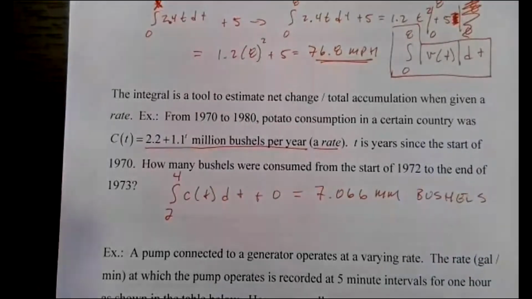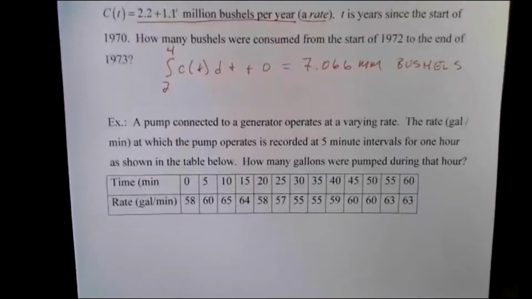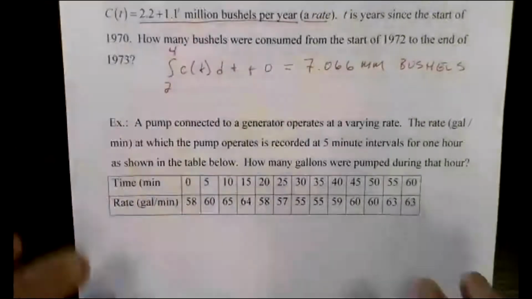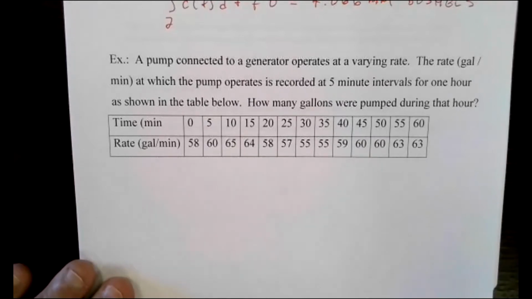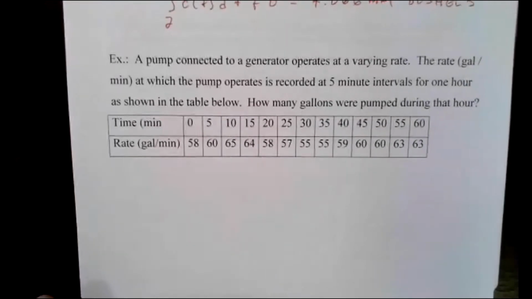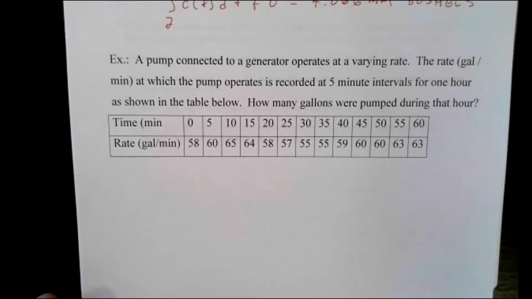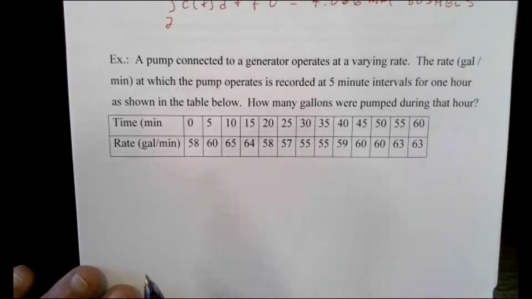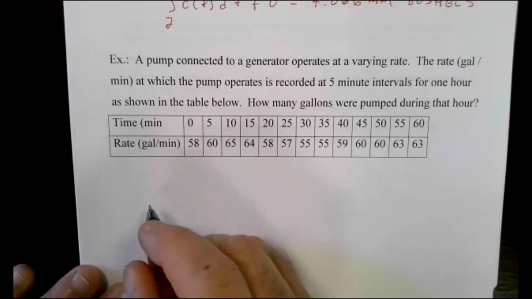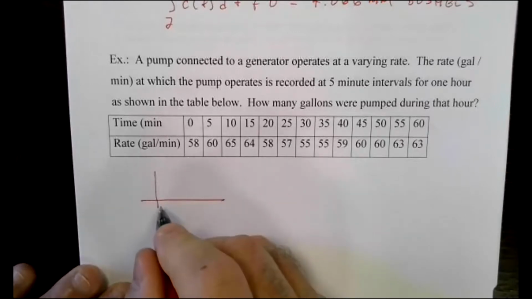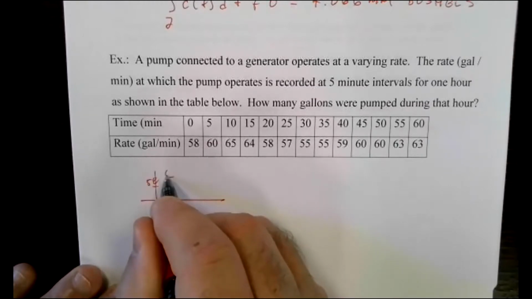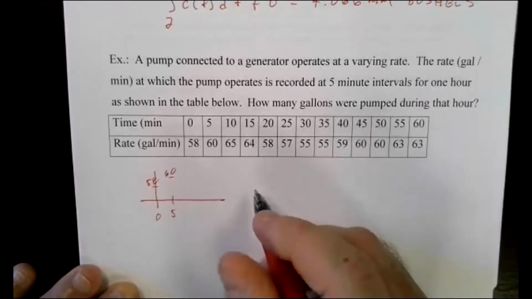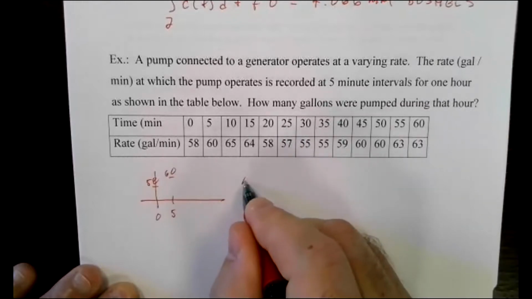All right, so the other way they can show it to you is with a table. See this very commonly. Pump is connected, the rate at which pump operates, how many gallons are pumped. You would probably come to me and say, you don't tell me how to do this. Well, we don't have a function, so we can't nint it. We can't do an antiderivative. So the most accurate thing, if they don't tell you, is going to be trapezoid rule, right? Normally I would graph all this, 0, 5, 58, 60, so on and so on. But I'm actually getting pretty good at this now. So how many gallons?